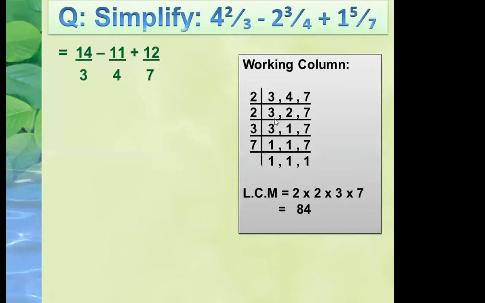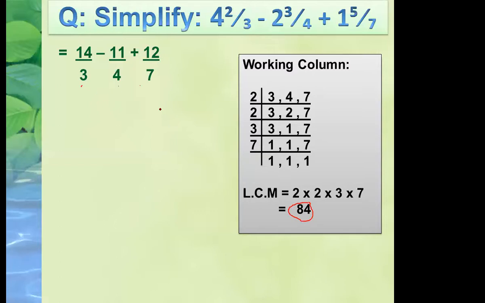And then in the next step, 2 multiplied by 1 is 2. Then here you have 3 multiplied by 1 is 3. And then 7 multiplied by 1 is 7. So you will get these factors. Now you will multiply these factors. Now 2 multiplied by 2 is 4. 4 multiplied by 3 is 12. And 12 multiplied by 7 is 84. Now what does this 84 tell you? This 84 tells you that the common denominator between 3, 4 and 7 will be 84.